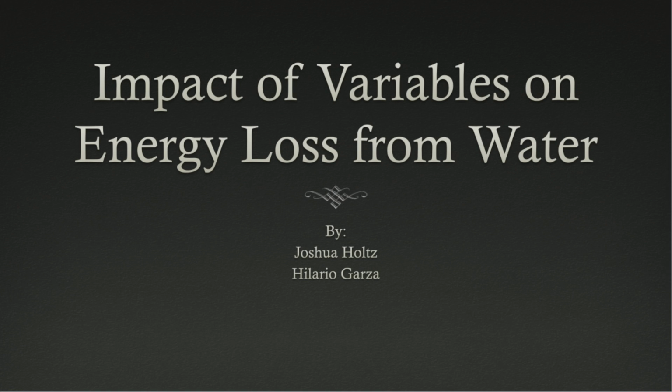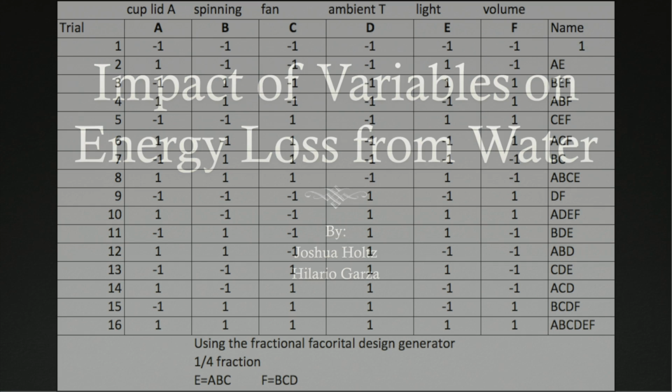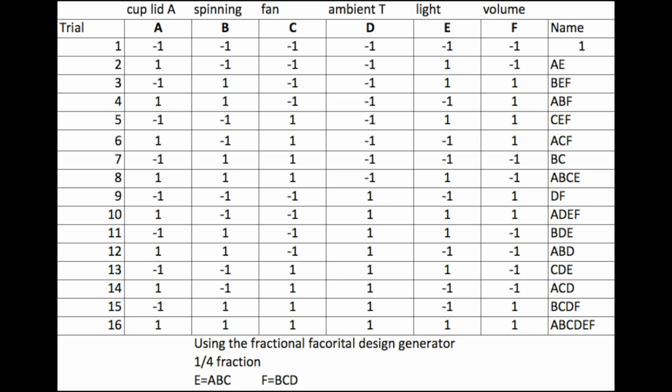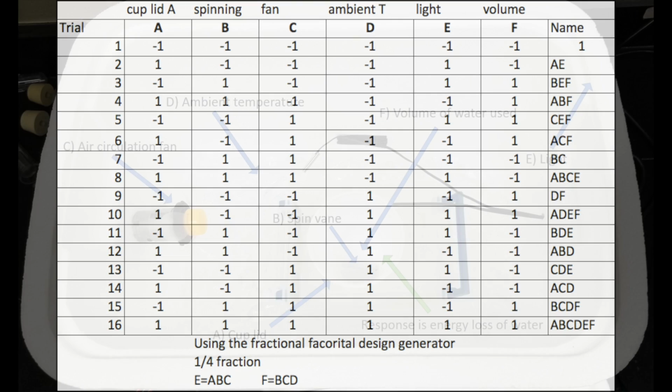We investigated the impact of variables on energy loss from water. We began by identifying our variables and creating a design matrix using a 2^K fractional factorial design of 1/4 fraction, and assigning high and low settings for each.